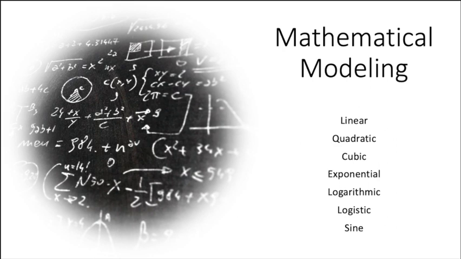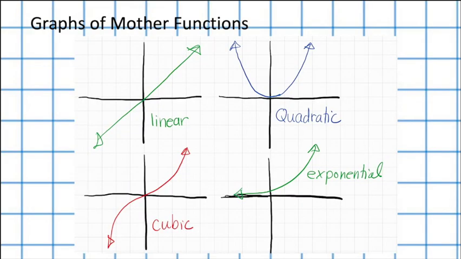So I'm going to go through with you what the graphs of these look like. You need to be familiar with the shapes of these functions so that then you can use the shape to decide which function is going to work best for your model that fits the data. So here's the first four. We have a linear function, that's just a line.